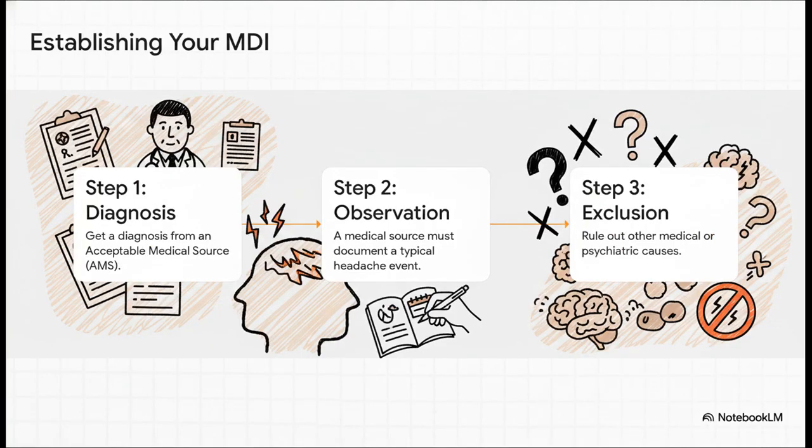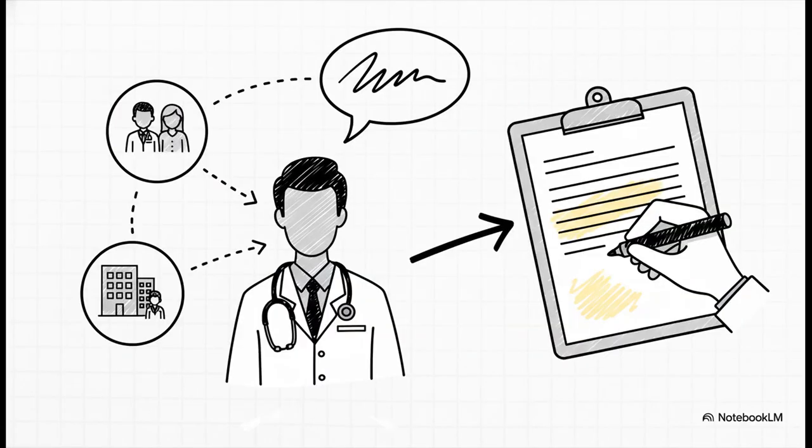First, you need a diagnosis from what they call an acceptable medical source. Think a medical doctor, an MD. Second, and listen up, because this is the one that trips a lot of people up, you need an observation of a typical headache event. And third, your medical records have to clearly show that other possible causes for the headaches have been looked into and ruled out. Okay, let's talk about this observation thing, because it's super important.